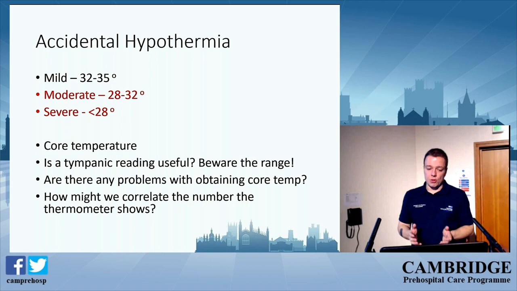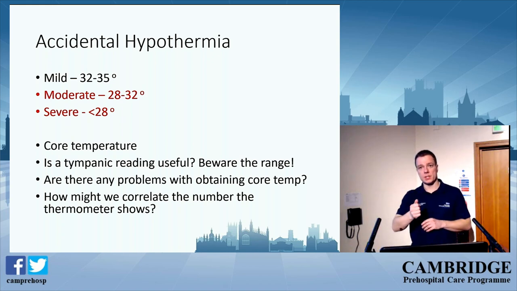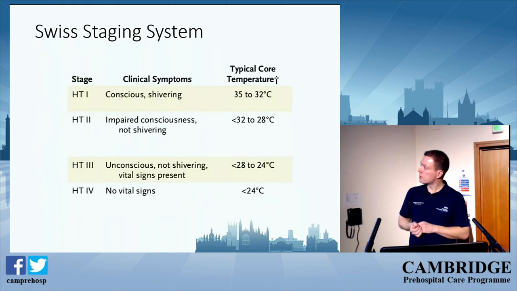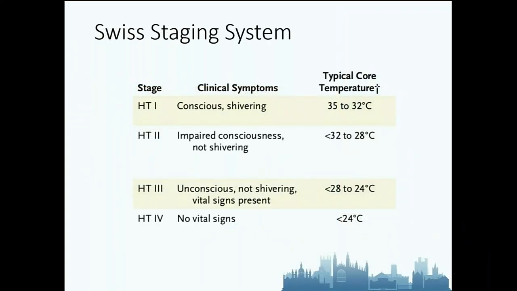So that takes us into trying to correlate what the number on the thermometer actually means. How can we correlate it clinically? Which moves us on to the so-called Swiss staging system, which was designed recognizing the difficulties of gaining the temperature accurately in the pre-hospital setting, and trying to match those temperature ranges that we talked about to what the patient in front of you actually looks like. So in the Swiss staging system, hypothermia stages 1, 2, 3, and 4 correlate to those mild, moderate, and severe categories.